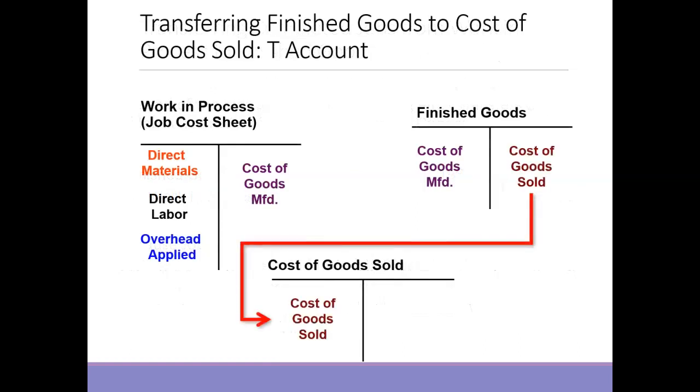Now, when those items sell, they then get transferred out of any inventory account, and in this particular case, finished goods, and we then show them as an expense on the income statement, cost of goods sold. Okay? You guys learned some of this in financial accounting, right?